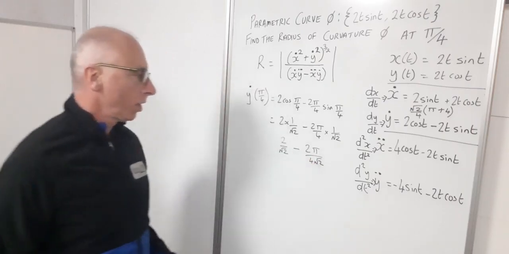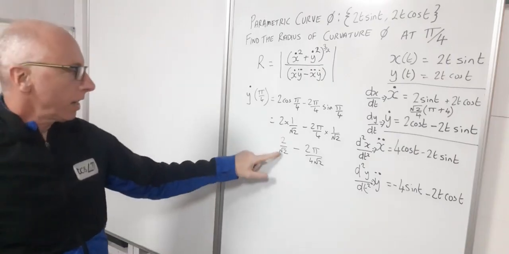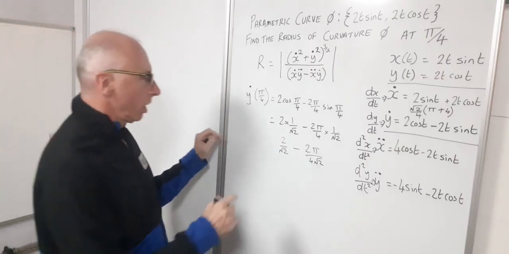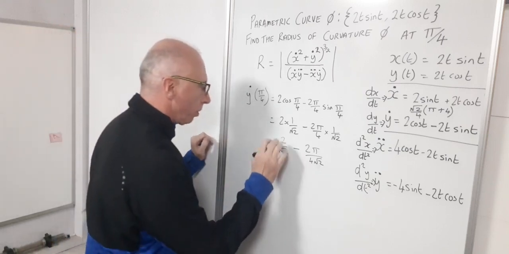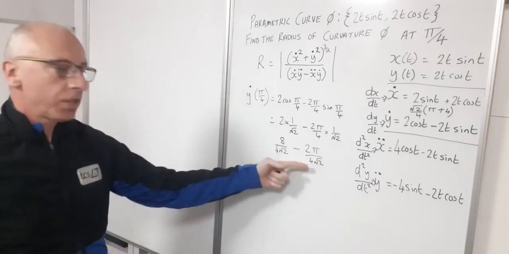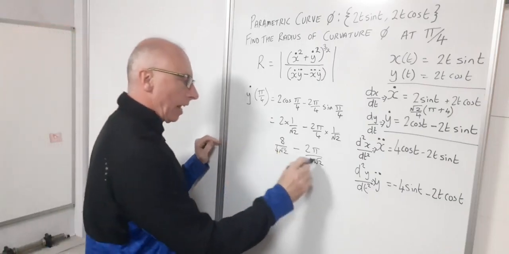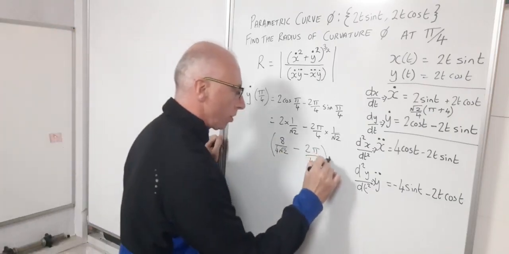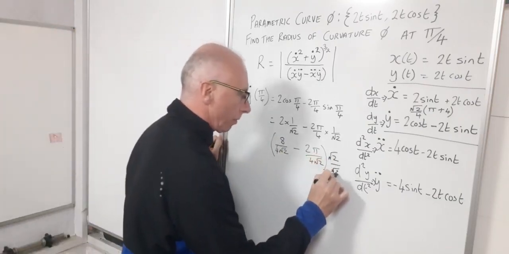So 4 over root 2. Now to get the same denominator, just like I did in the last one, multiply top and bottom by 4. Then I'll have 4 root 2, and that one will be 8. Now I've got the same denominators. Let's get the irrational root 2 out of the way and multiply everything by root 2 over root 2.